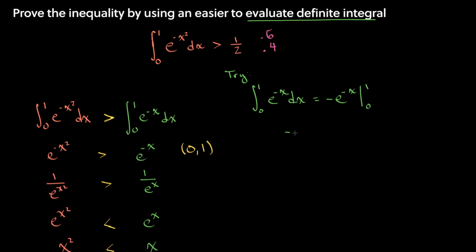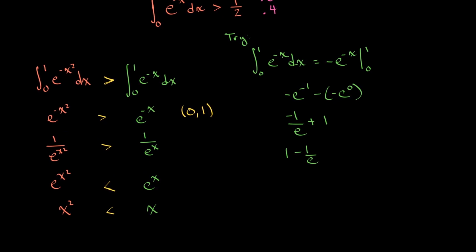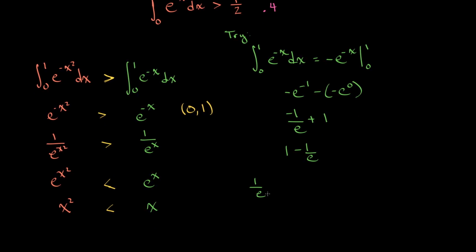So let's evaluate. We have negative e to the negative 1 power minus negative e to the 0 power. And then we get, let's see here, negative 1 over e, and then we have plus 1. So we can maybe rewrite that, 1 minus 1 over e. And now we need to really consider, okay, is 1 over e, how does that relate to 1/2? Well, e is roughly 2.718. So this is going to be roughly 1 over 2.718. And how does that relate to 1/2?